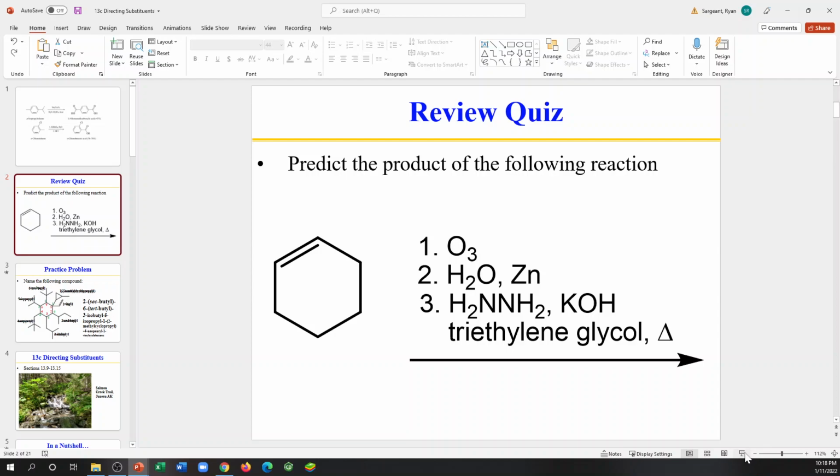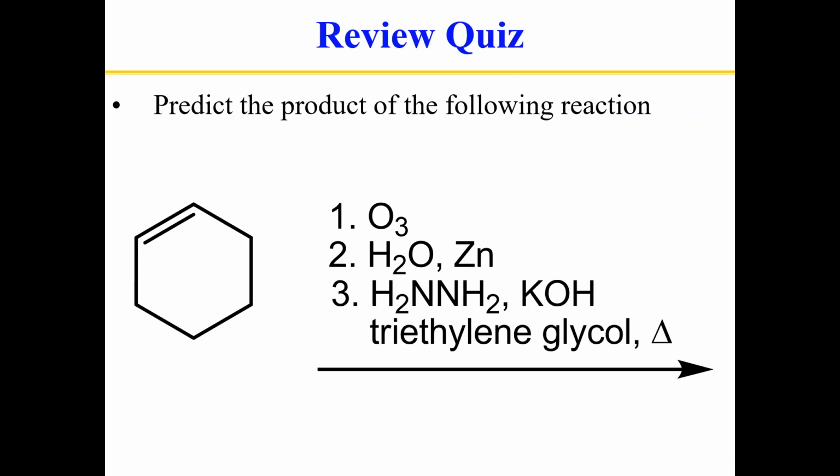This review quiz fixes a mistake that I made in the video that hopefully none of you heard or have already forgotten. You'll notice we start off here with an alkene, and we're conducting ozonolysis, and then we're going to do a Wolff-Kishner reduction right here. The purpose of this review quiz question is to show you a reaction that can be done by Wolff-Kishner reduction that is not related to electrophilic aromatic substitution.